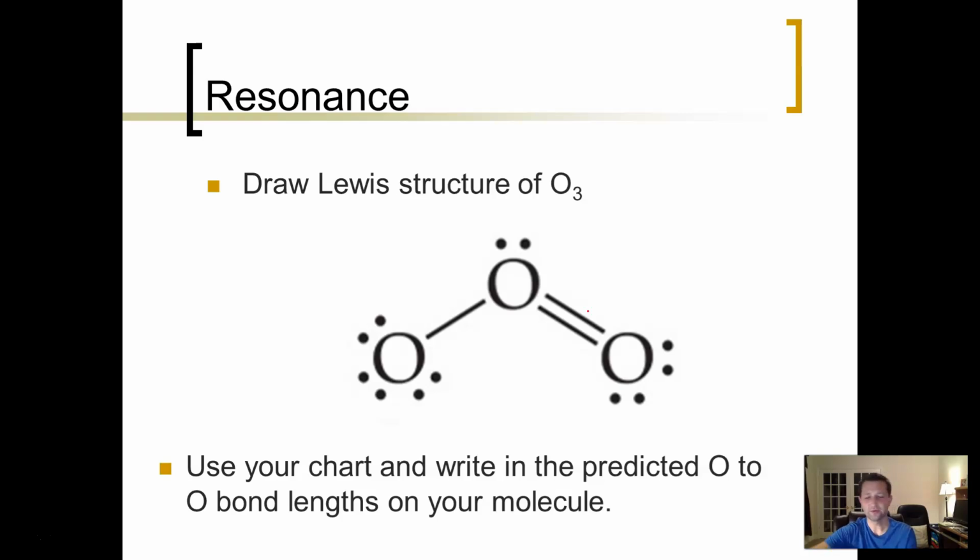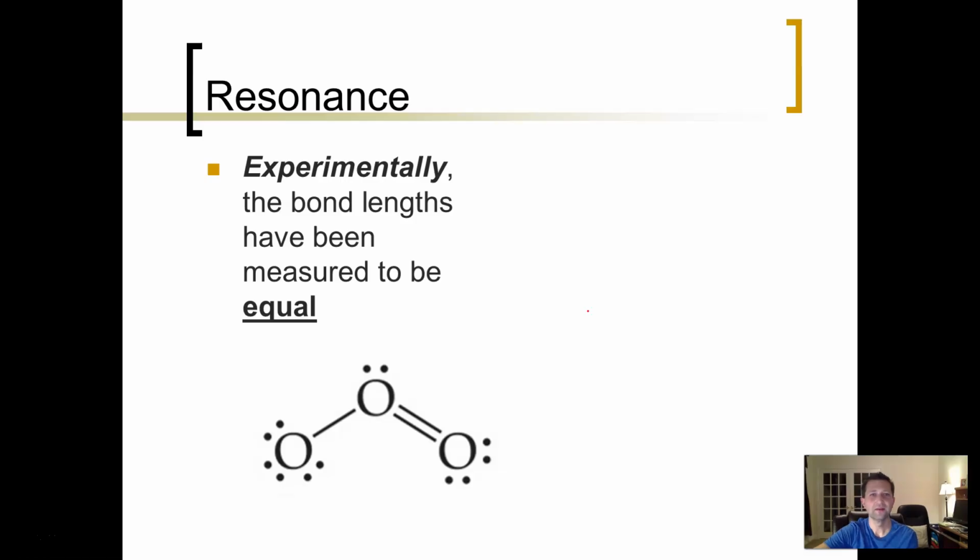Okay, so you could write them in, but we're going to be changing that in a minute here, so you might not really want to bother with that. If you look at ozone experimentally, and you determine the bond length experimentally, you would actually notice that the bond length is equal for both of those bonds, even though the chart tells you that they're different. Okay, so why is that?